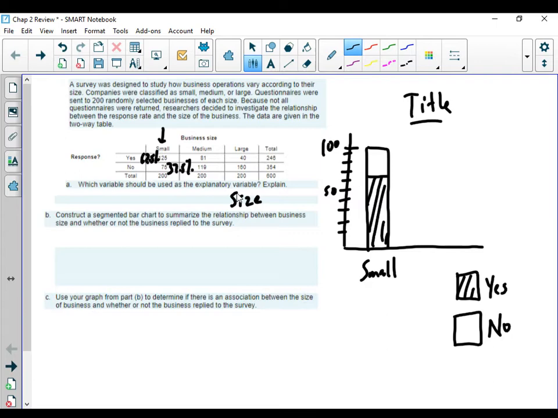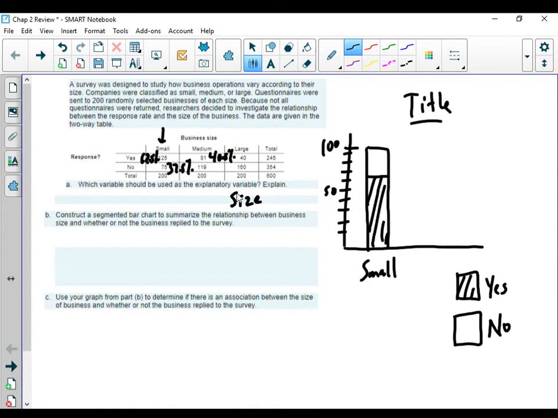Then for part C, they want to know, okay, well, is there an association between the size of the business and whether they replied to the survey or not? Well, the answer to that question is based on, did I get the same result for each of those different sizes? For instance, we said small had 62.5% that said yes, medium had 40.5% that said yes.